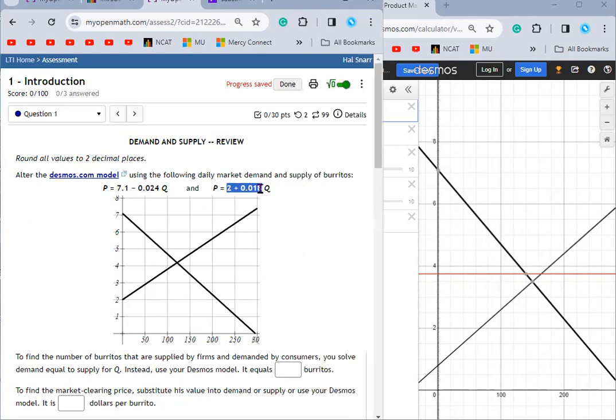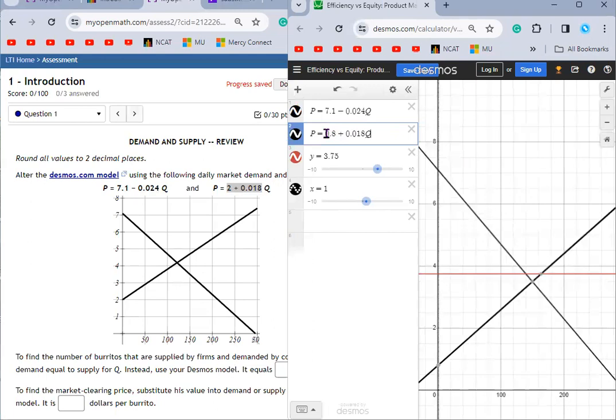Now this over here on the right is the supply curve. And it's a supply curve because it shows a positive relationship between prices and quantity. And that quantity happens to be the quantity that is supplied.